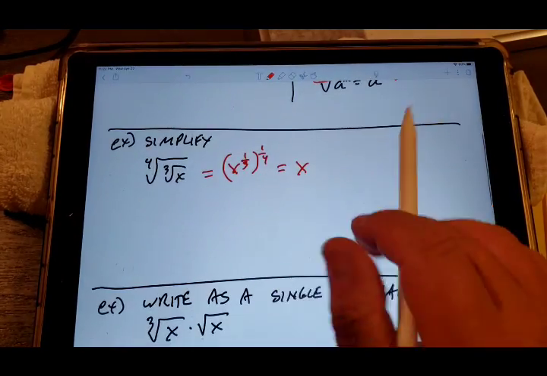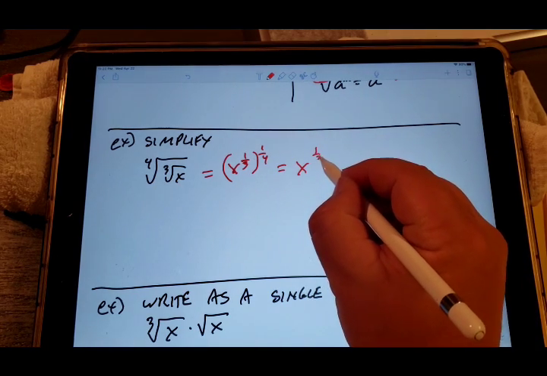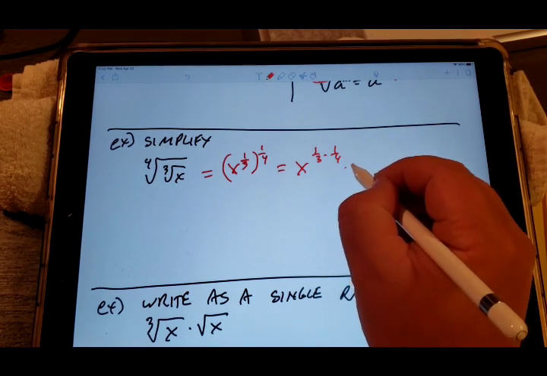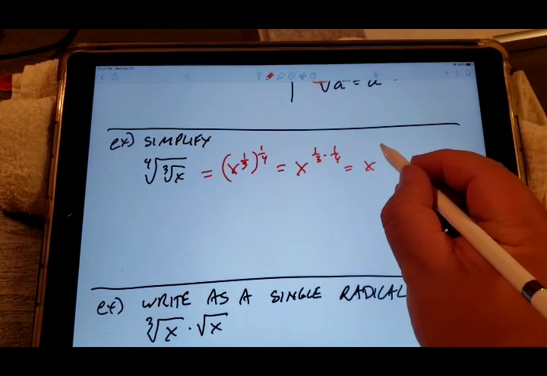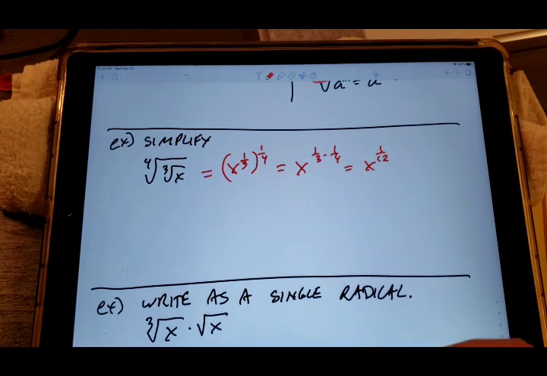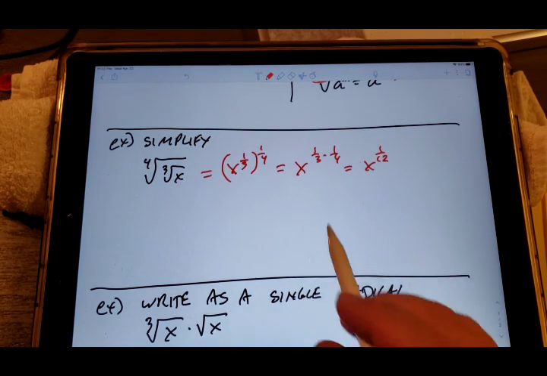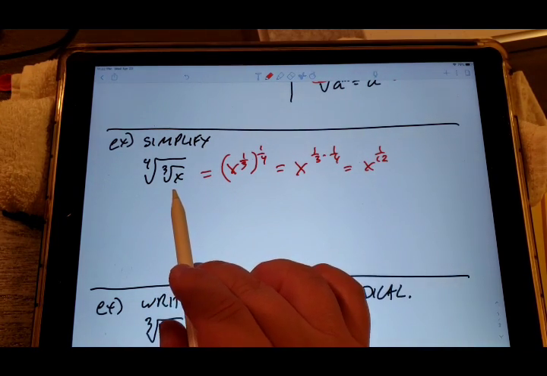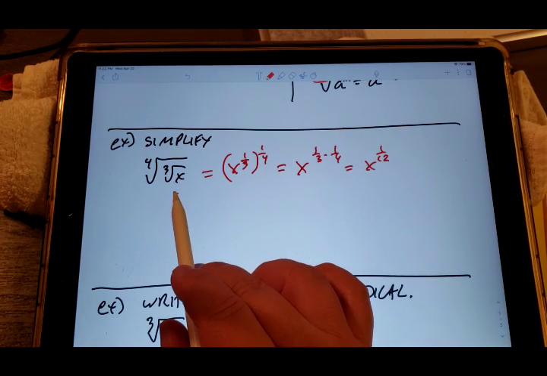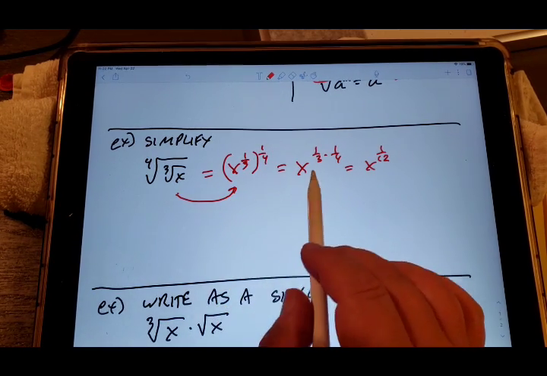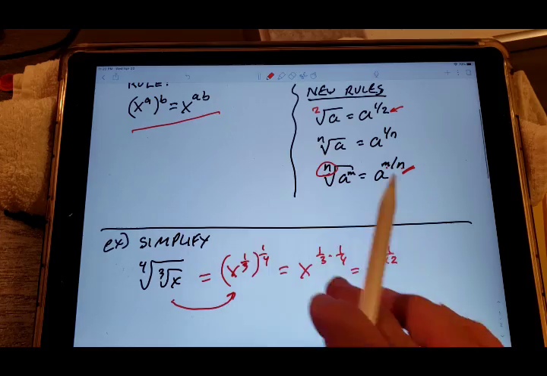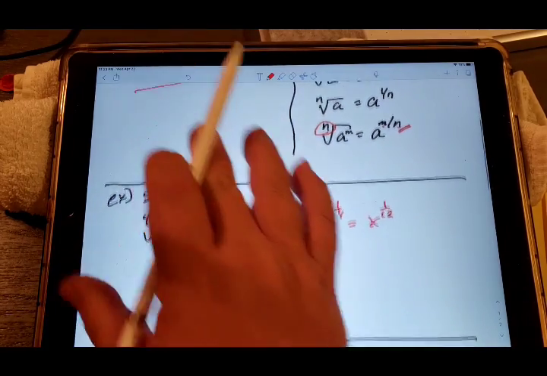Right? Multiply the exponents. If I didn't write these as rational exponents, I wouldn't know that I was supposed to multiply them together. So this process of converting from radicals to exponents lets us take advantage of a rule that we've known for a very long time.